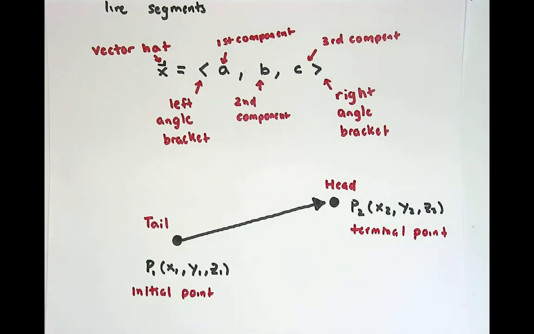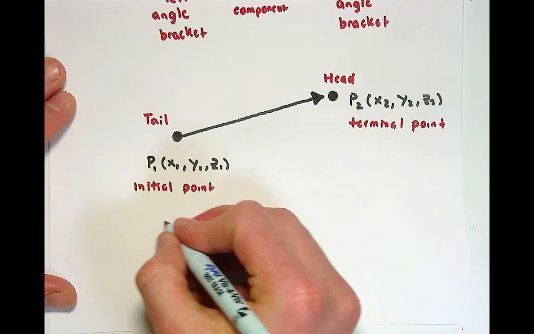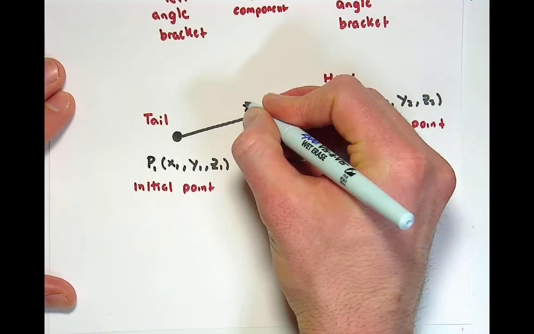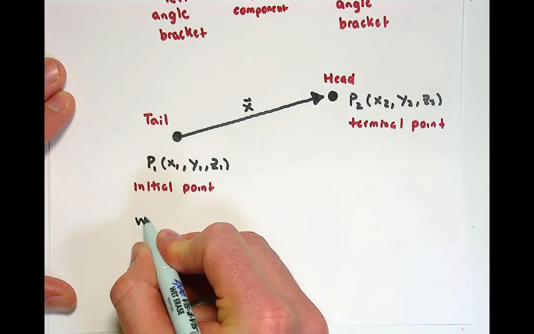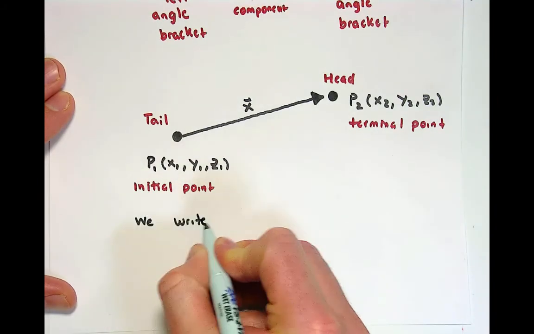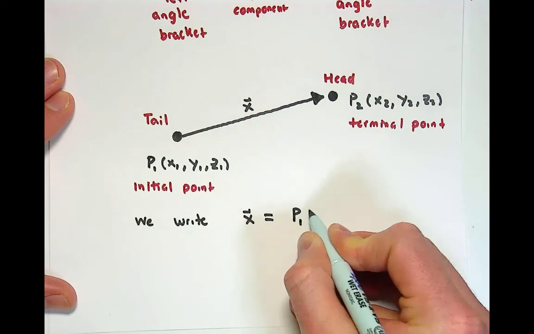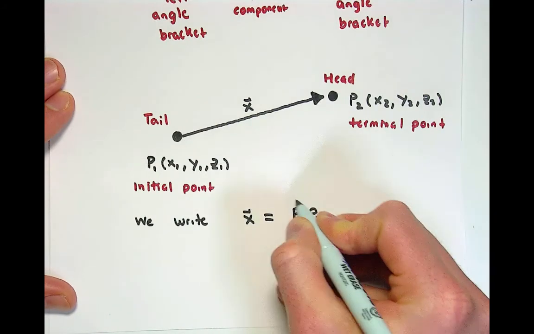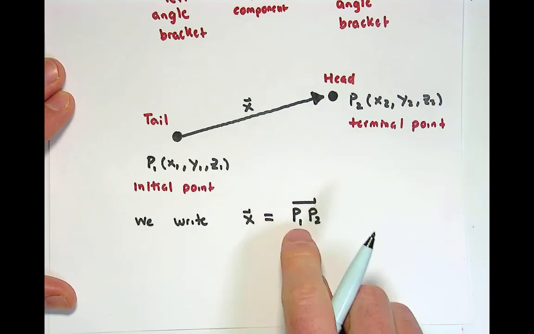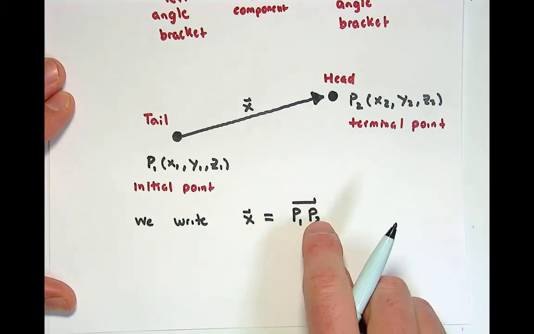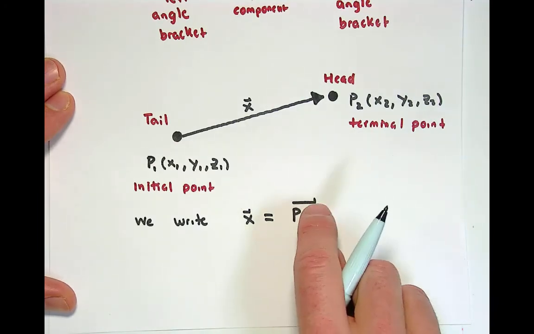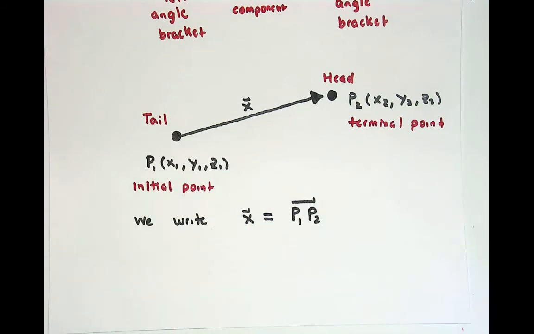Just like we did in R2, in this case, if this was the vector x, we would write x as the vector connecting point P1 to P2. And we can see that P1 is the tail and P2 is the head by the direction of this vector hat. So this is the vector connecting those.